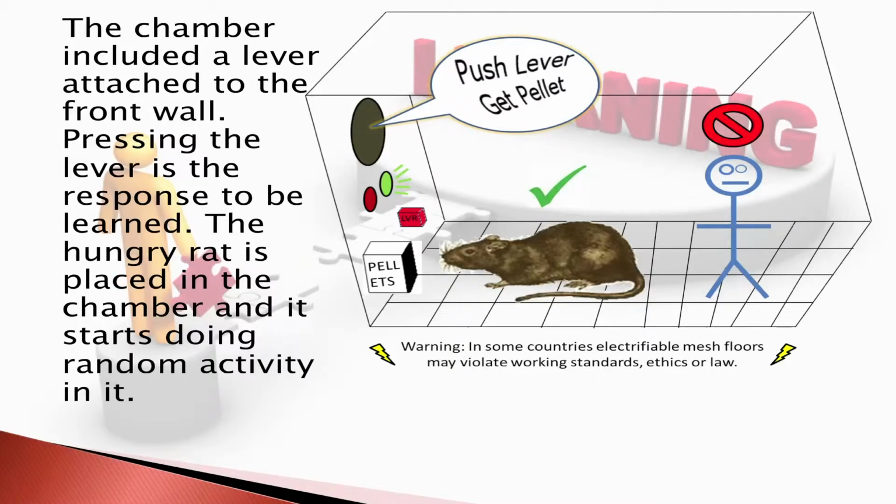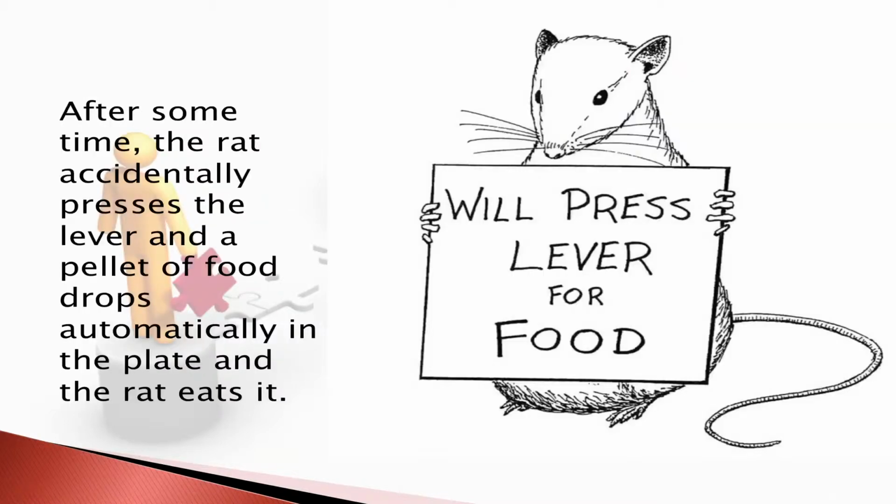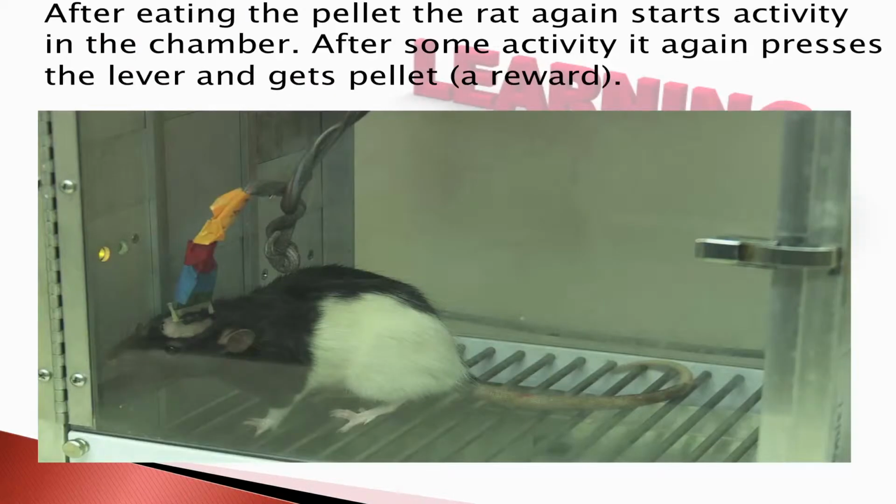The chamber included a lever attached to the front wall. Pressing the lever is the response to be learned. The hungry rat is placed in the chamber and starts doing random activity in it. After some time, the rat accidentally presses the lever and a pellet of food drops automatically onto the plate, and the rat eats it. After eating the pellet, the rat again starts activity in the chamber. After some activity, it again presses the lever and gets a pellet, a reward.